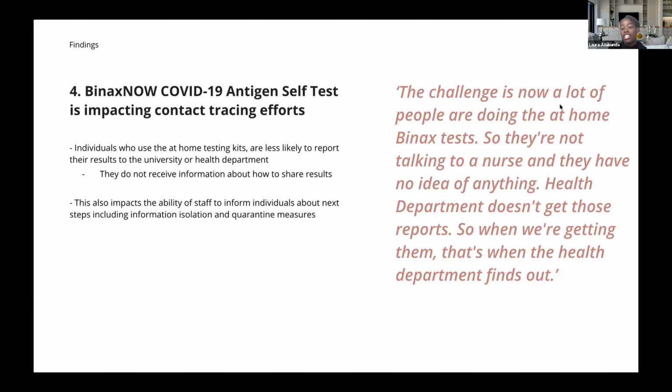They said the challenge now is a lot of people are doing the at-home tests. So they're not talking to a nurse, they have no idea of anything. And the health department also doesn't get those reports. So sometimes if someone tests positive at home and they let the university know, they have to inform the health department as well.